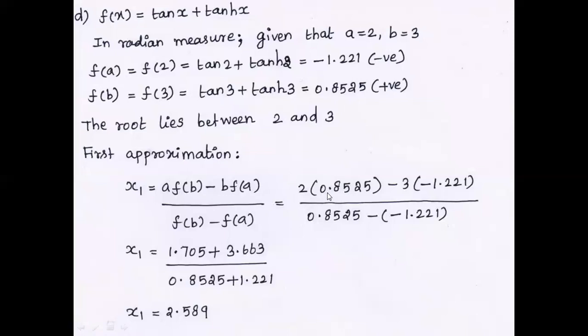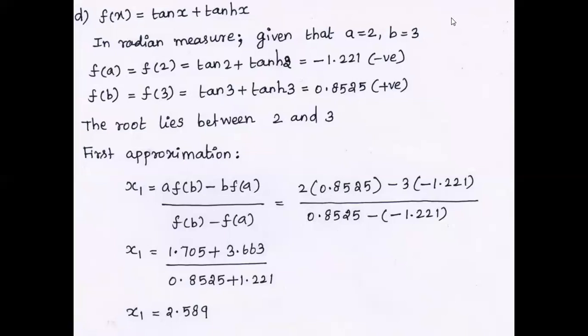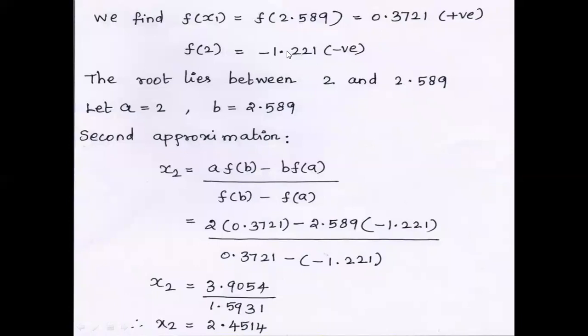So substituting a and b into the formula, b into f of a minus a into f of b divided by f of b minus f of a, we got x1 value 2.589. Now we need to find f of x1, that is f of 2.589. We got a positive value, so we need to consider it with the negative value. Here f of 2 is negative. So therefore the interval is between 2 and 2.589. The smaller value we take as a, so a is equal to 2, and the larger value 2.589 becomes the value of b.